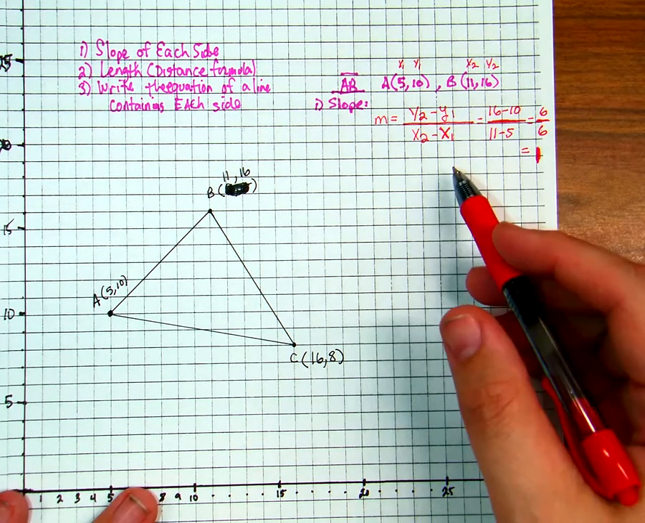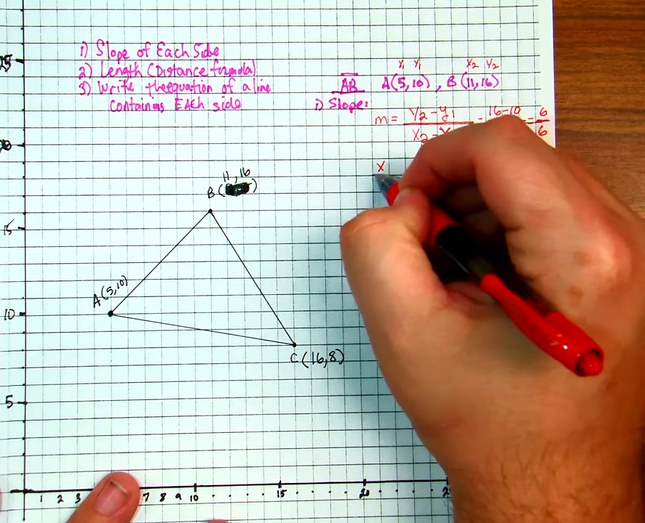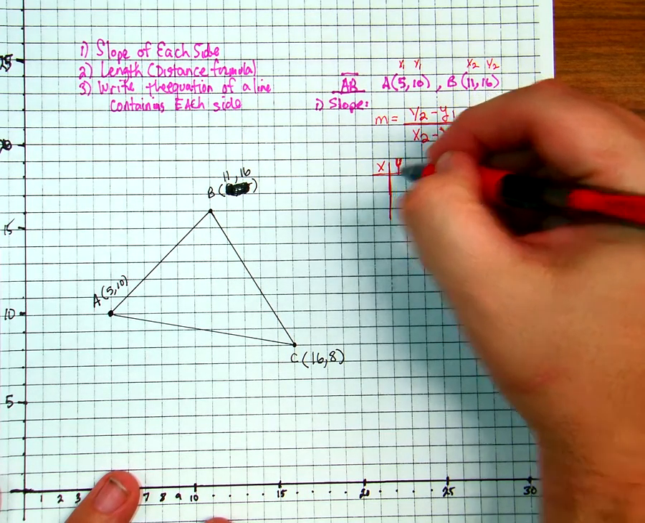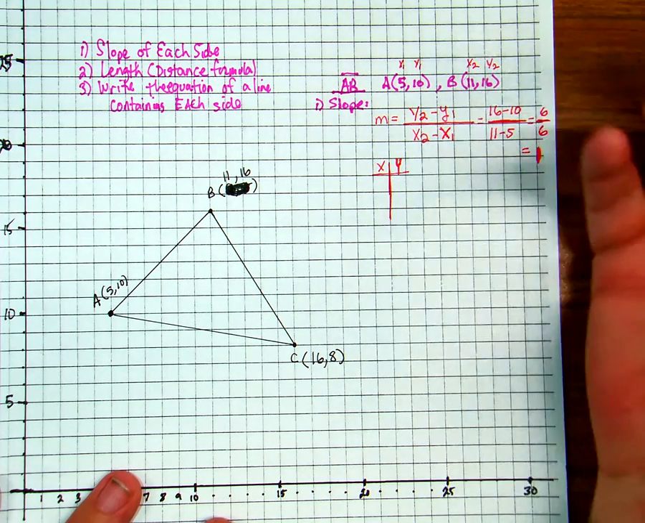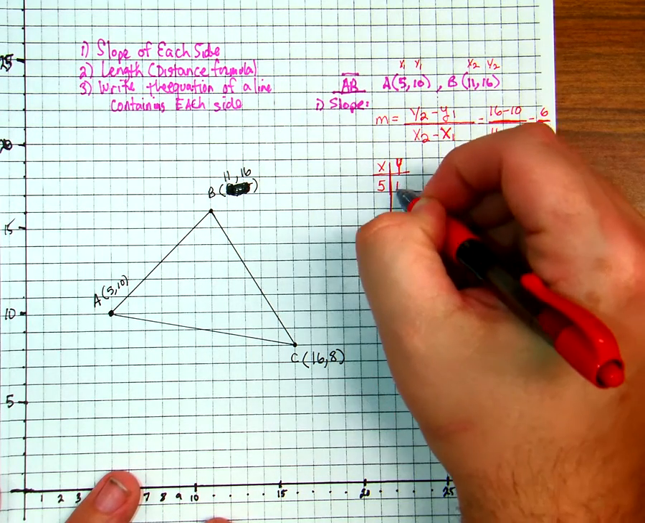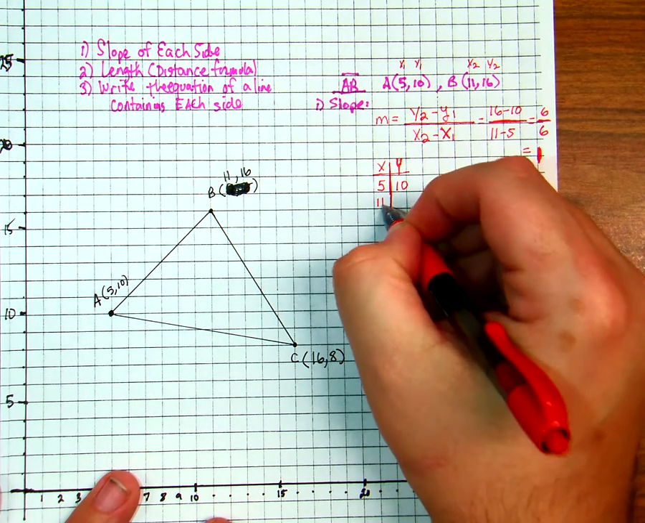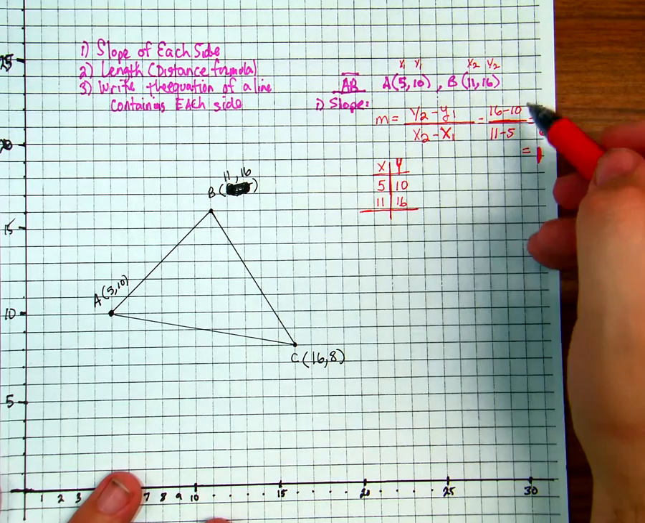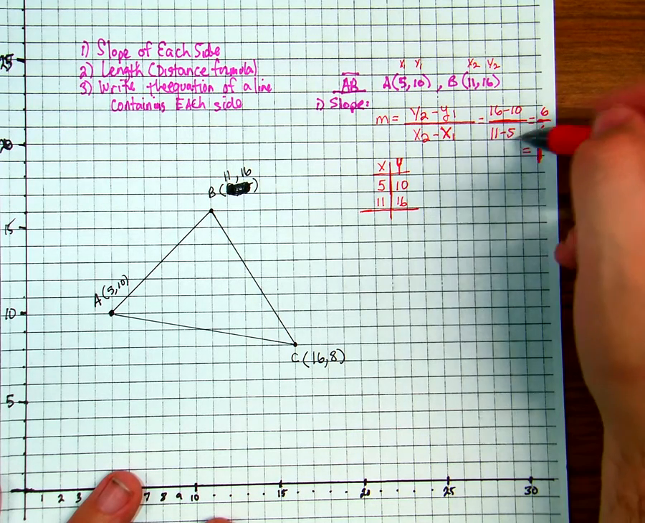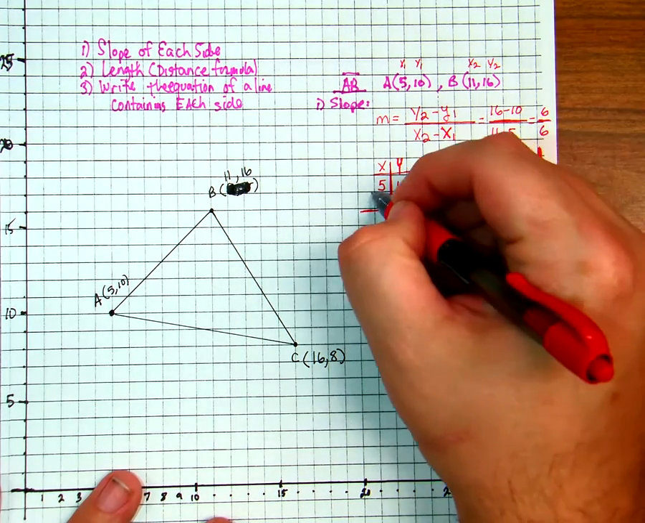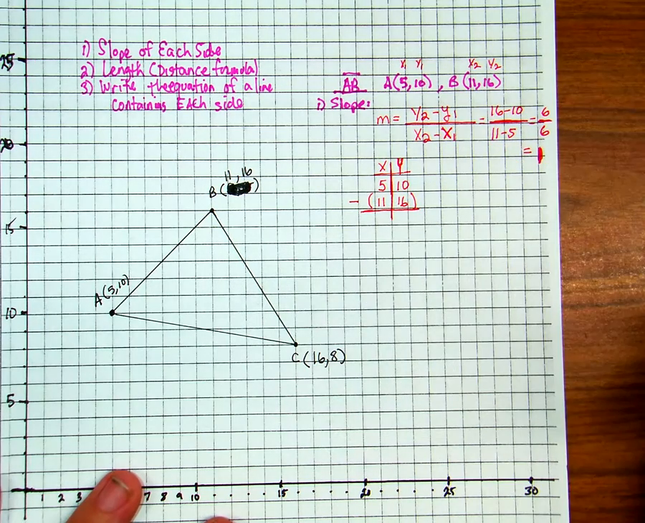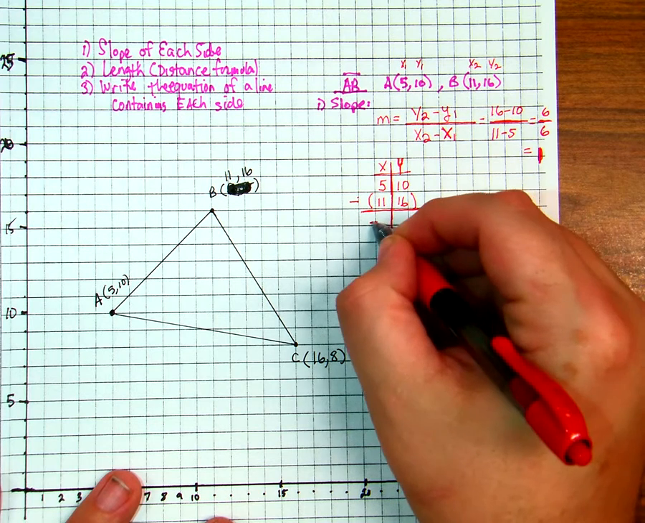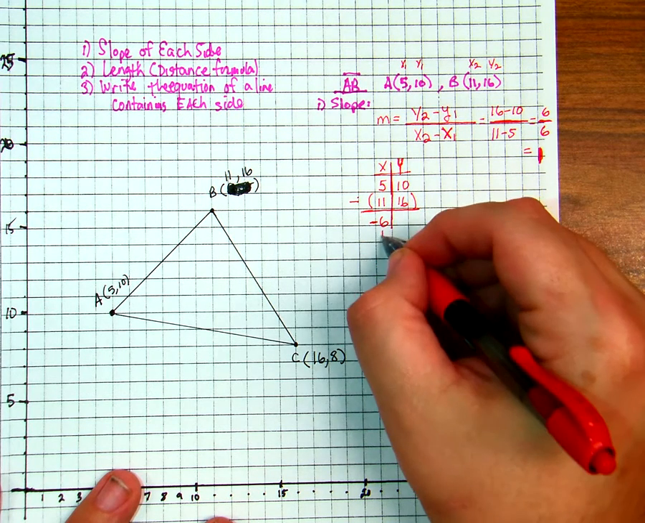Another way to do it, I like this way. I create a little table of values here. And I put a point. I just take 1 point, 5, 10. And then I put the other point, 11, 16. Now for slope, do we add the points or do we add the y's or subtract them? You subtract them. So if I subtract them, what's 5 minus 11? Negative 6. And this is my change in x, my delta x.